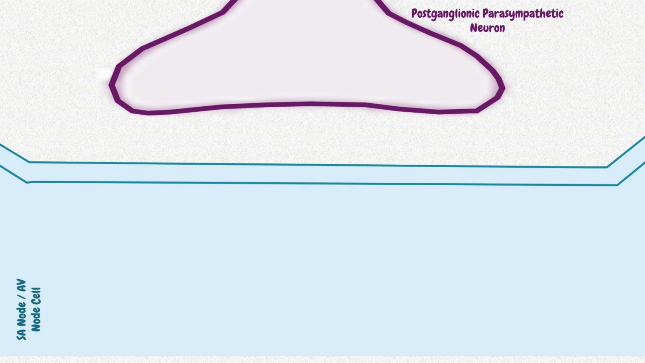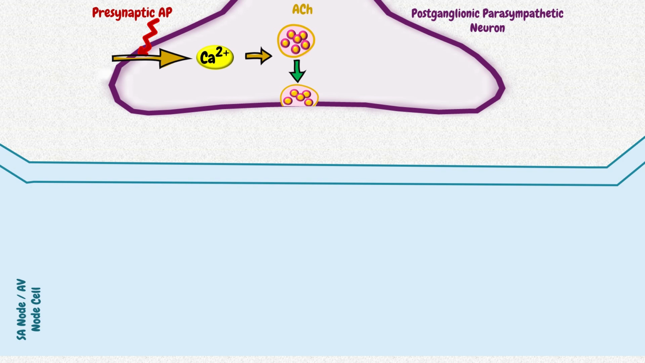This is the preganglionic parasympathetic neuron. This is the SA node or AV node cell. As we have discussed, vesicles on presynaptic nerve terminals empty their contents into the synaptic cleft when the cytosolic calcium concentration rises in response to incoming action potentials. In postganglionic parasympathetic fibers, acetylcholine blocks its own release by binding to presynaptic autoreceptors and produces negative feedback to stop acetylcholine production. Acetylcholine binds to postsynaptic cholinergic receptors, M2.